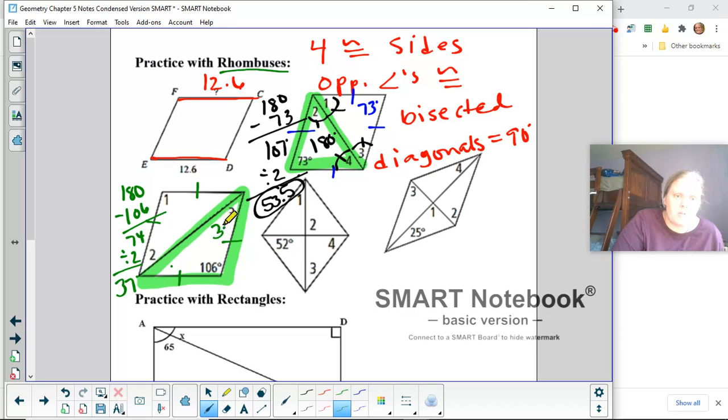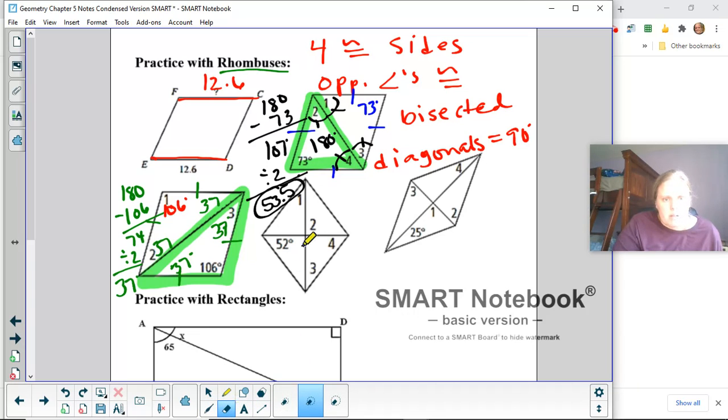So that means angle 3 is 37 degrees. This angle here, oops, I wrote that backwards. 37 degrees. And their mirror image, because remember it's symmetrical, this would be 37 degrees and 37 degrees. Now I only have angle 1 left. And opposite corners in a rhombus are congruent. So this is 106 degrees.